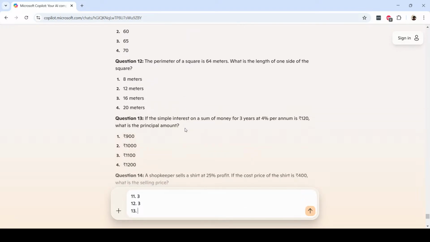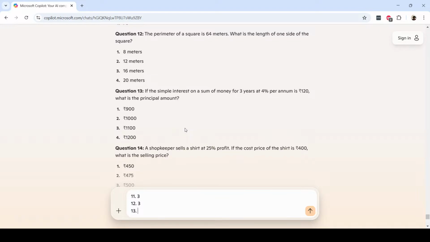If the simple interest on a sum of money for 3 years at 4% per annum is this. Okay, 3 years, 4% per annum. It's 1,000 rupees.